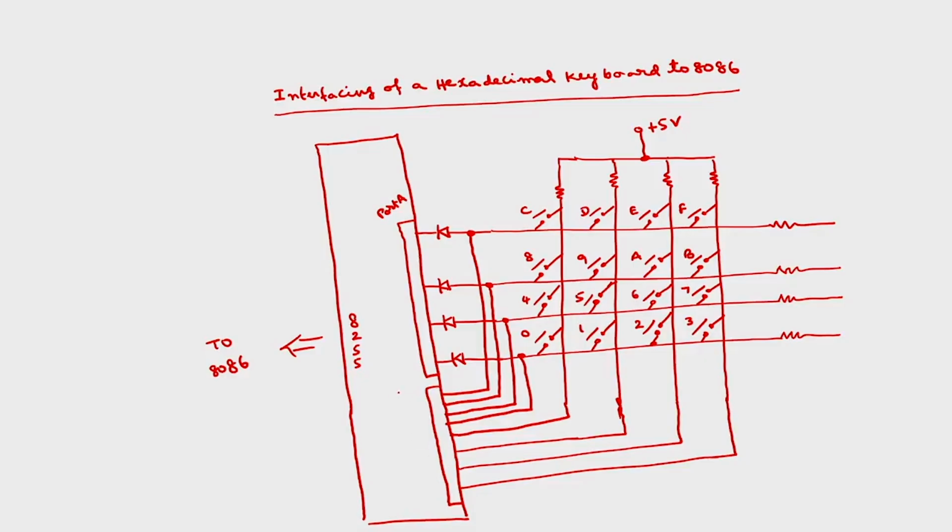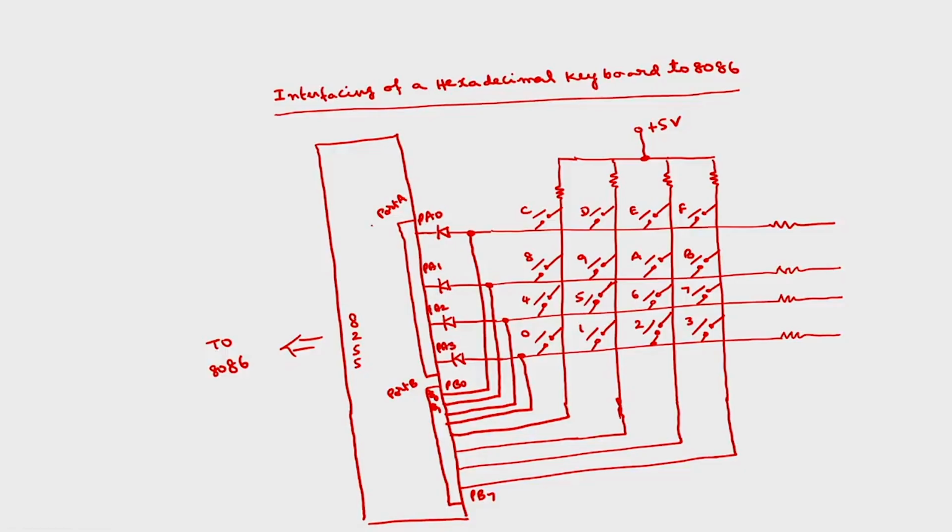This can be any port. I'll take this as port B. This is PB0, PB1, and so on up to PB7. This is PB7. This is PB0, PB1 and so on. This I will take as PA0, PA1, PA2 and PA3.